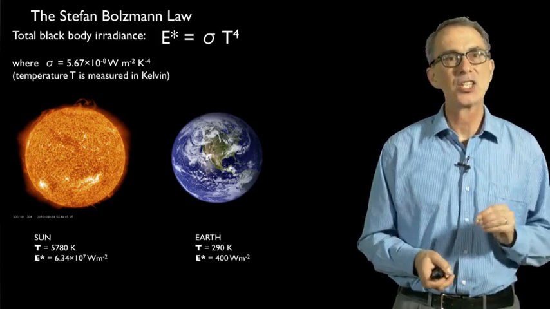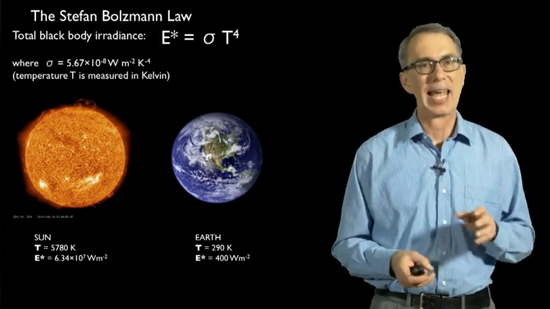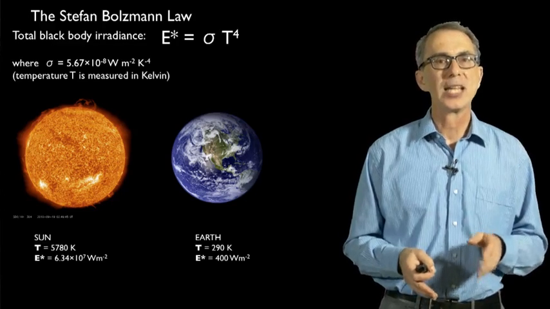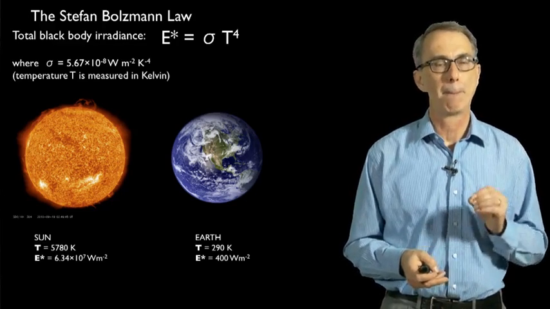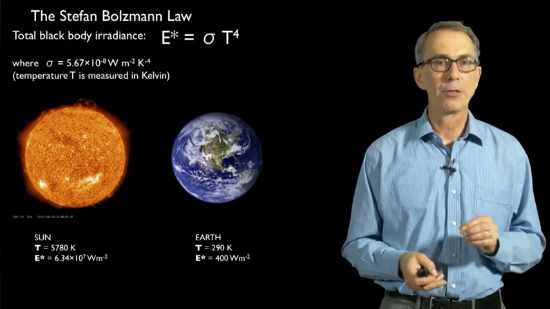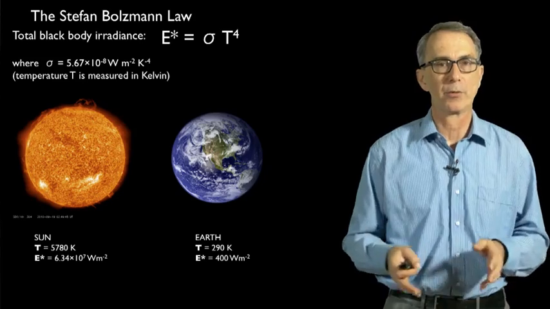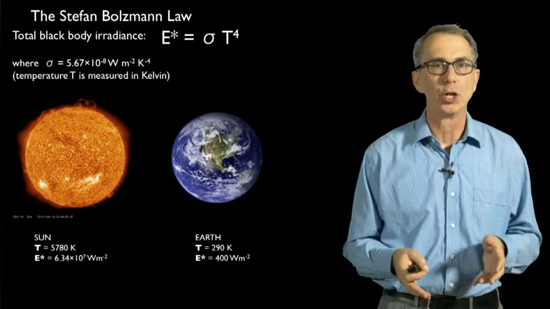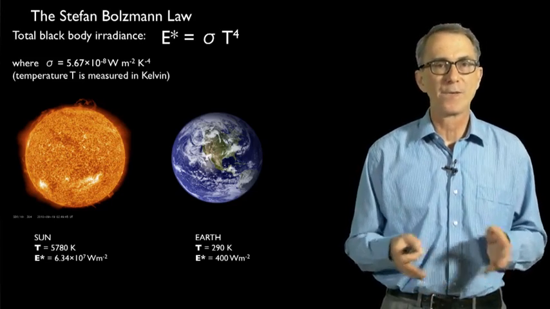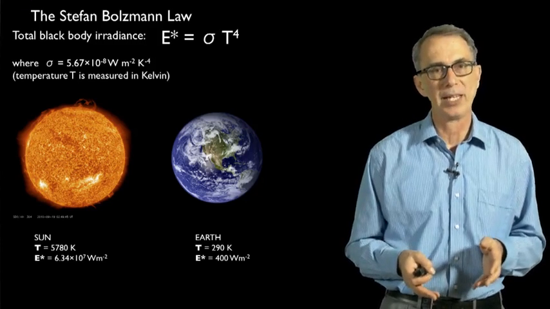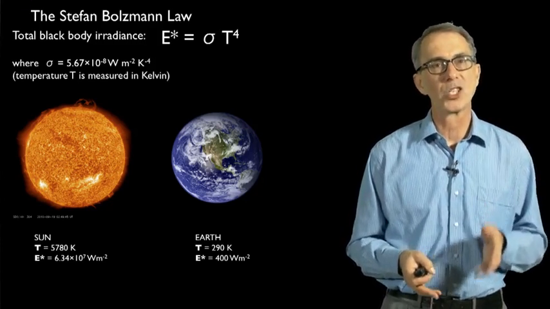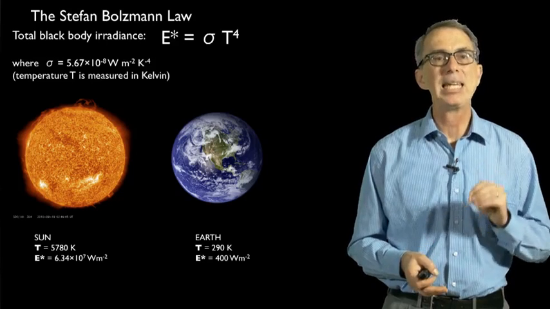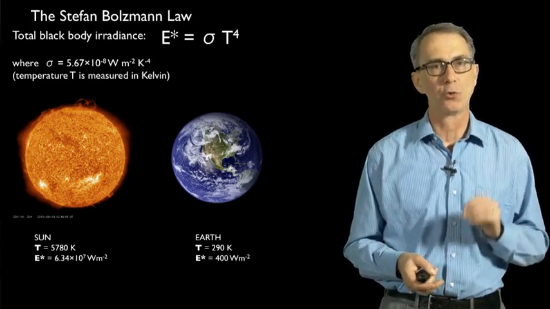Now the intensity of the energy coming out from an object like the sun goes as the temperature to the fourth power. So the Earth, which has a much lower temperature, only around 300 degrees Kelvin, has an emission of only about 400 watts per square metre, whereas the emission from the sun, because it goes as the temperature to the fourth power, is many, many orders of magnitude greater.